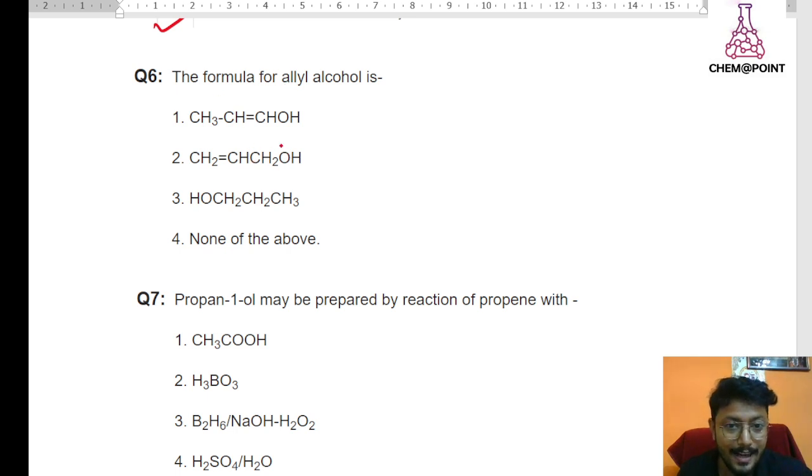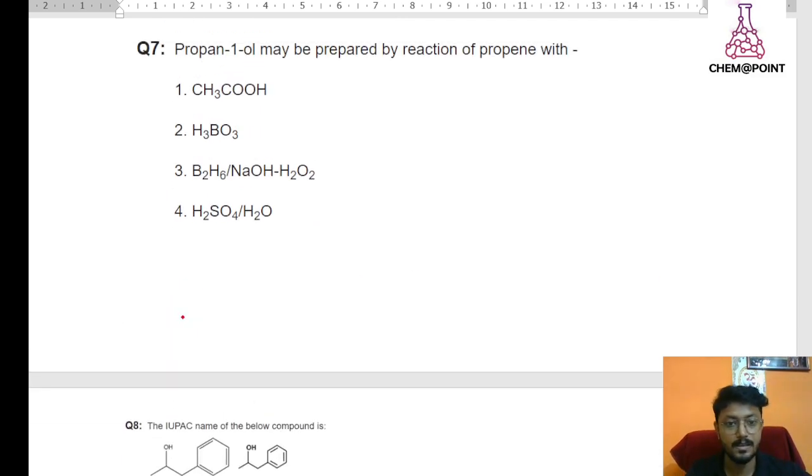The carbon directly attached to the alcohol group is sp3, and the adjacent carbon is sp2. Got my point? So option 2 is the correct answer. Any confusion? No. Thank you. Now move to the next question.